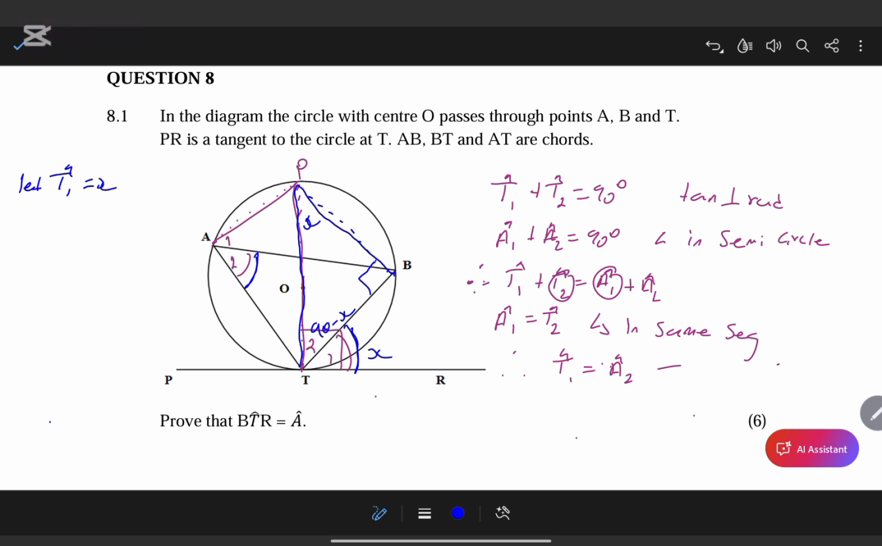So what is the size of angle A2? Angle A2 is in the same segment with angle TPB. So you simply say angle A2 is equal to angle x. Therefore, that is angles in the same segment. And following that, you would have answered this question.